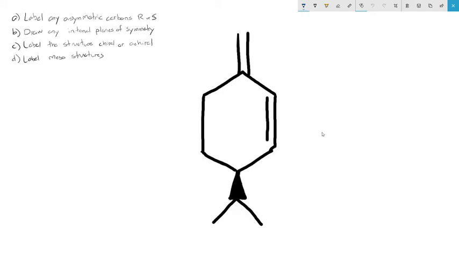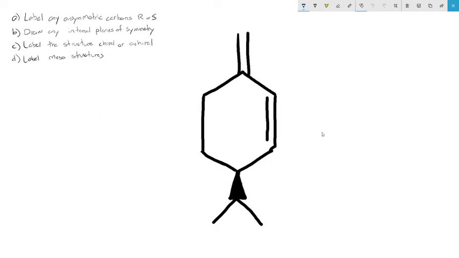Okay, so I got this question in my email a couple of days ago. So let's go ahead and go through it. The question is, given this compound, label any asymmetric carbons R or S, and of course draw a star next to them. Draw any internal planes of symmetry. Label the structure chiral or achiral, and then label if it is meso or not, right?